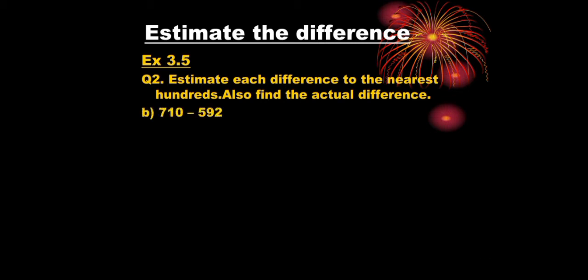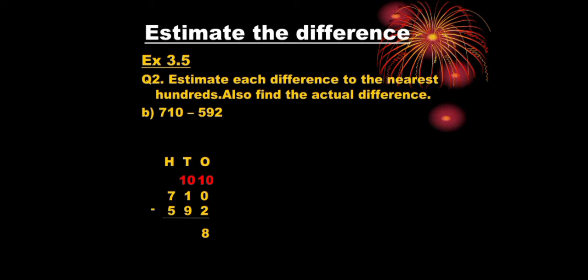B part, question number 2. 710 minus 592. Here we subtract 592 from 710. What we will get? 10 minus 2 is 8. So at tens place we have 0.